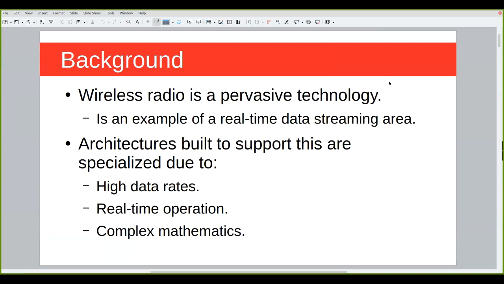This is mainly due to the high sample rates it operates at, and this work also needs to be performed in real time. For example, a missed deadline will cause a phone call to drop out. Also, this work involves complex signal processing mathematics, such as fast Fourier transforms and various types of filtering. It's just one example of the many different types of data streaming area.